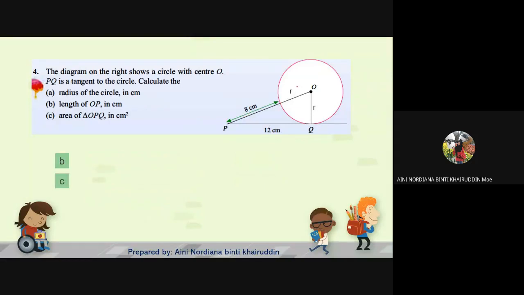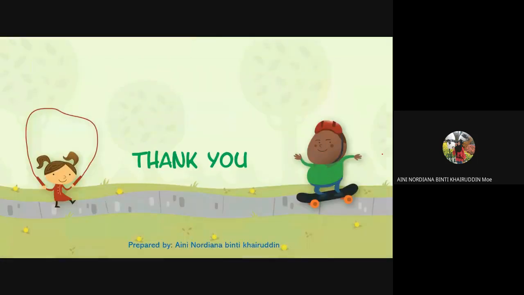So B and C, question B, simple. Just now is 5 cm. So OP equals 8 plus 5 equals 13 cm. Area of triangle OPQ, so you can use the formula area of triangle, 1/2 times base times height. Height is 5 cm, equals 30 cm square. So that's all for this exercise.